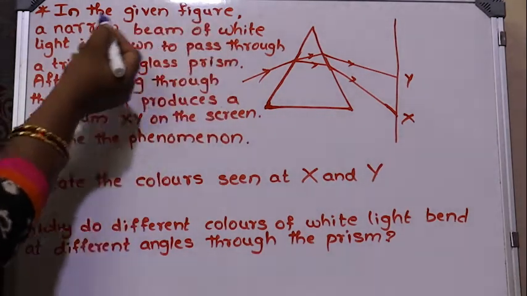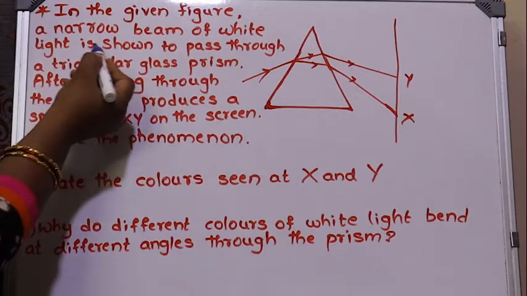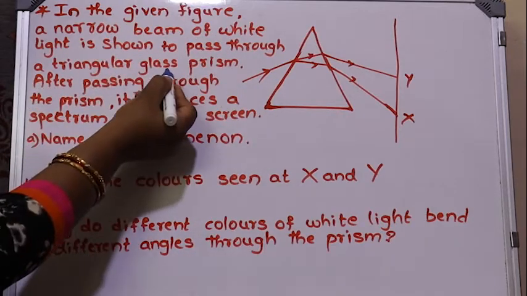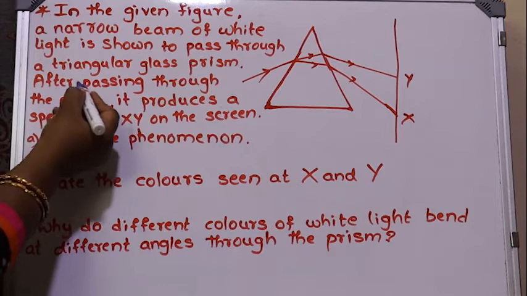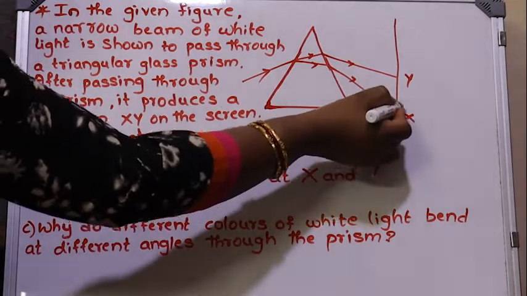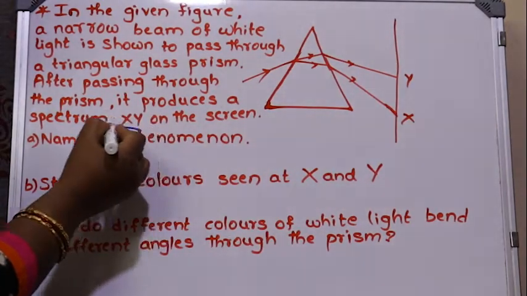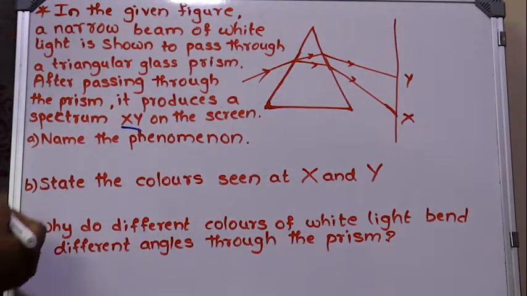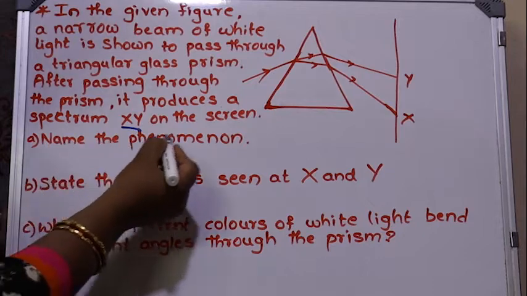In the given figure, a narrow beam of white light is shown to pass through a triangular glass prism. After passing through the prism, it produces a spectrum X, Y on the screen. There are three questions given here. The first question is, name the phenomenon.